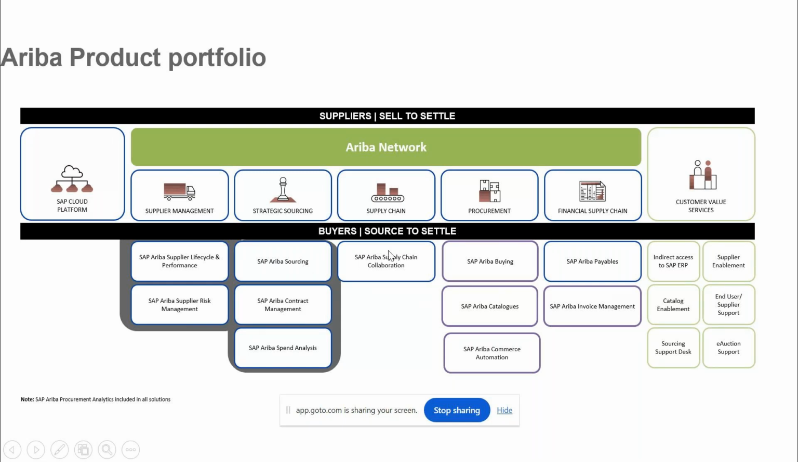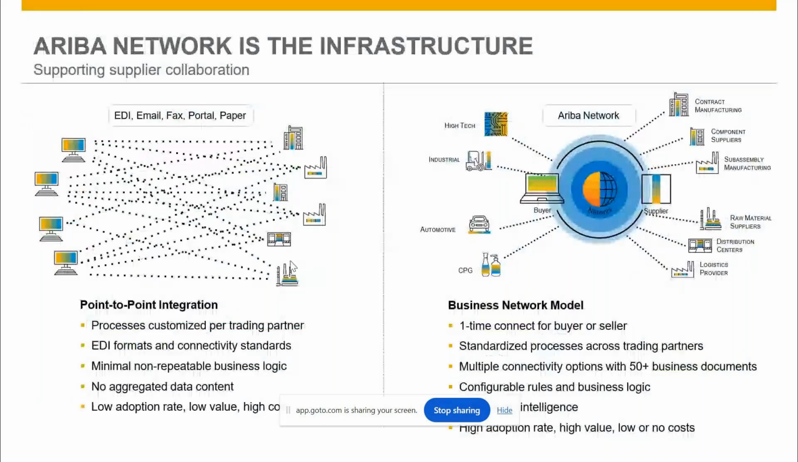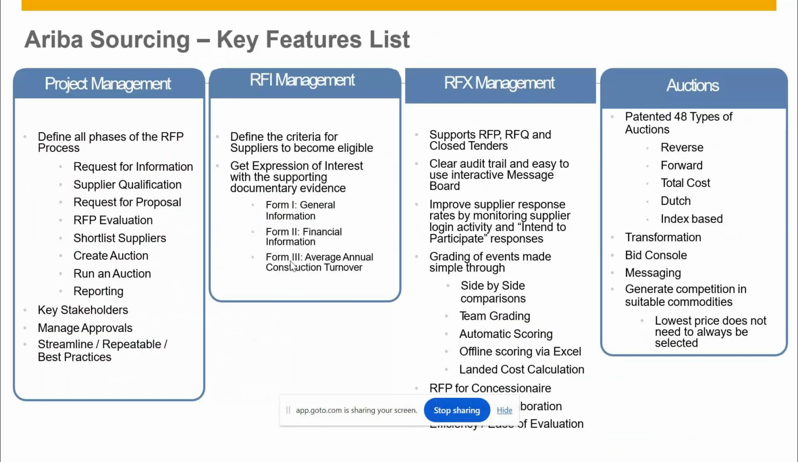Along with that, we have supply chain collaboration, commerce automation, P2P, and catalog buying and catalog management. Basically, those are under downstream, and we will cover them. In the sourcing module, we have different templates, where you will see how to configure the auctions.